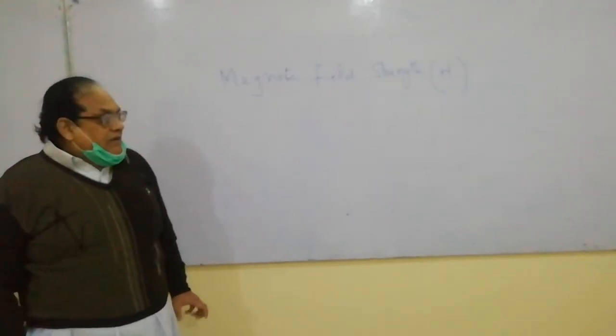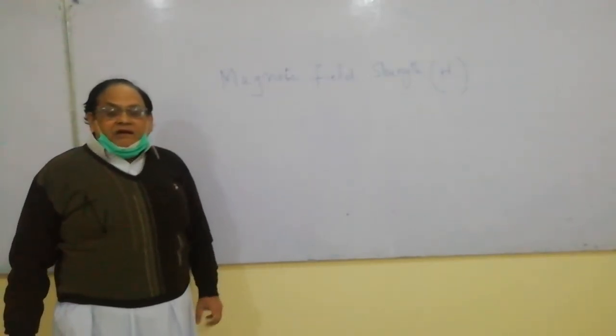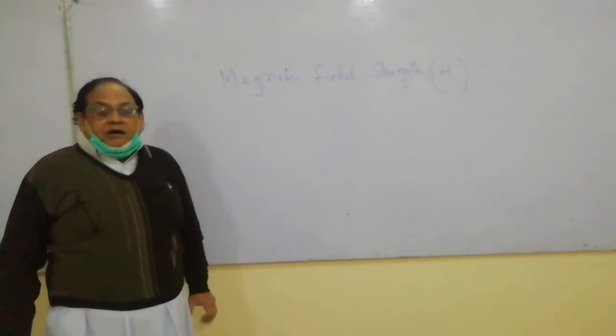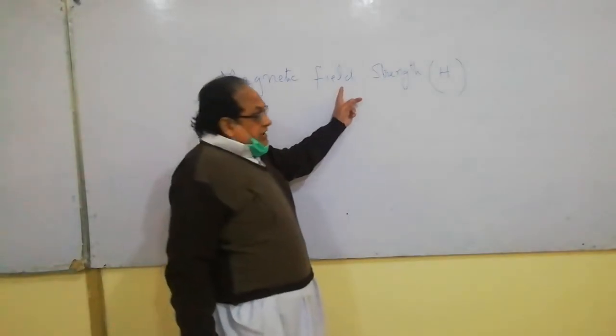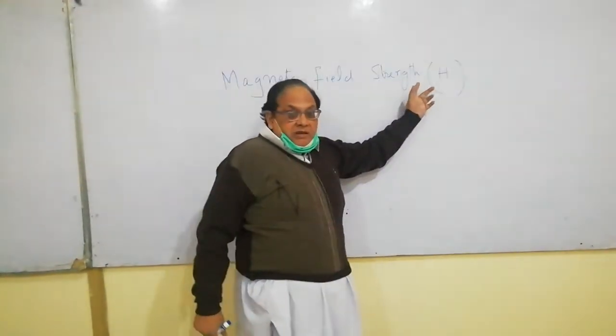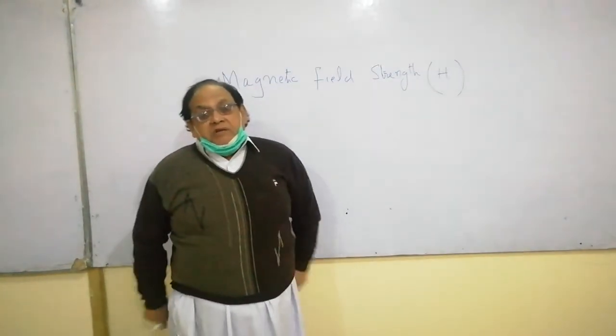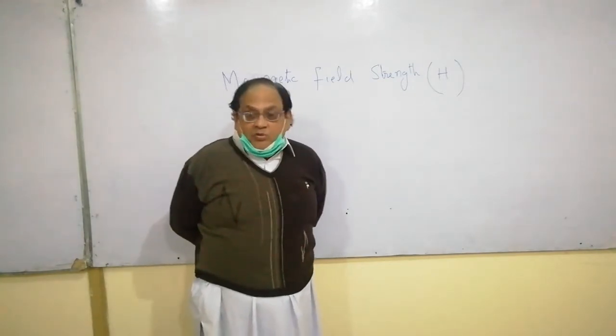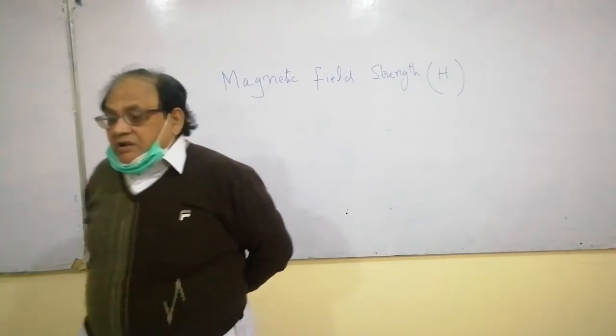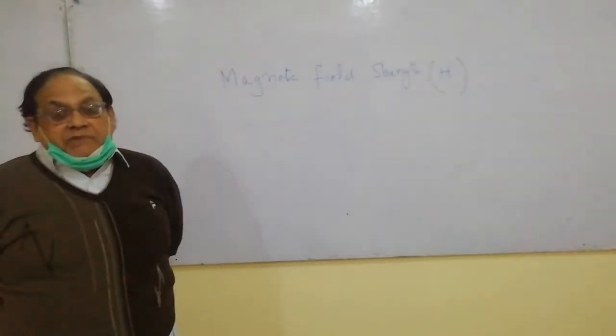Dear students, today our first topic is magnetic field strength. It is denoted by symbol H. But before we start this topic, one should have a little bit of knowledge of magnetism. So I will give you briefly something of magnetism.